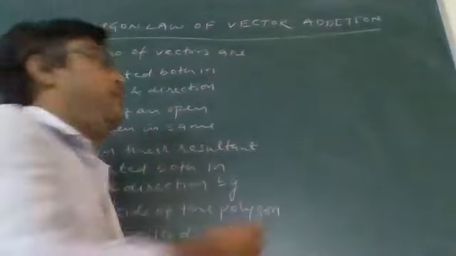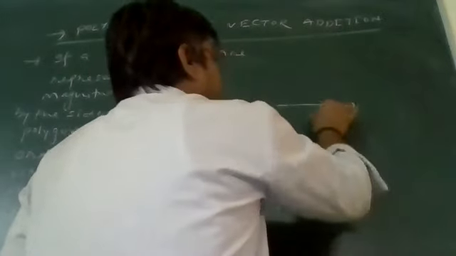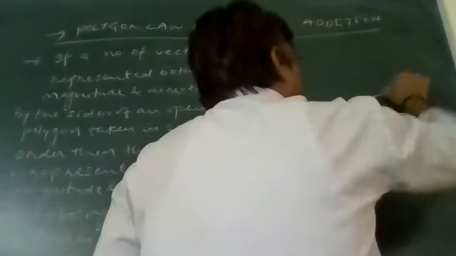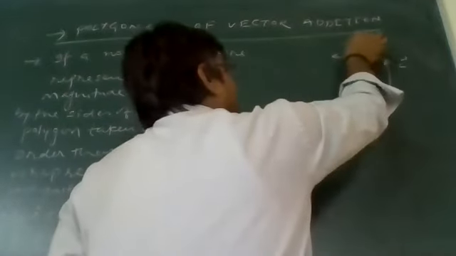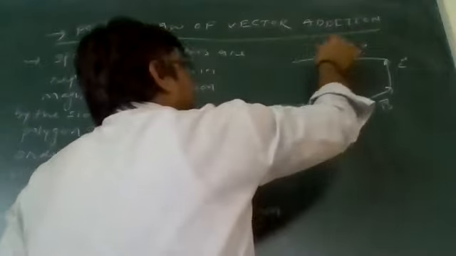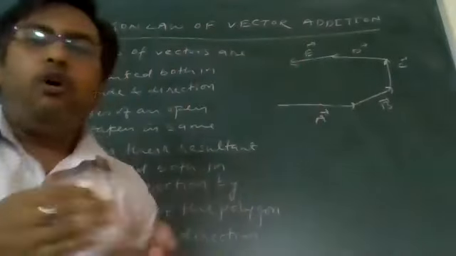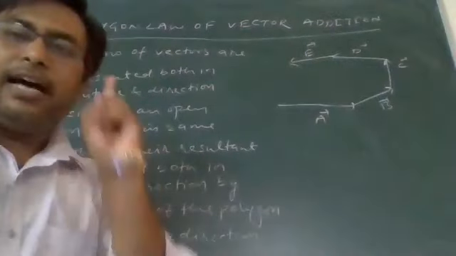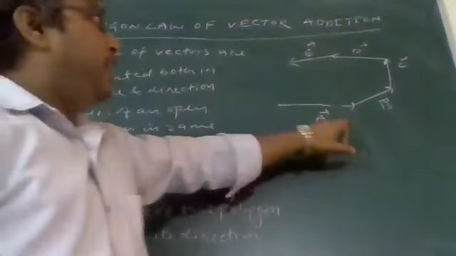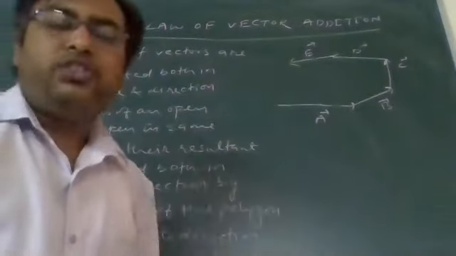Now learn the statement by the sketch. Let's suppose I have a number of vectors: this is vector A, this is vector B, this is vector C, this is vector D, this is vector E. These all form the sides of an open polygon, and these vectors are represented in magnitude as well as in direction by the open sides of a polygon, and all are arranged in the same order.